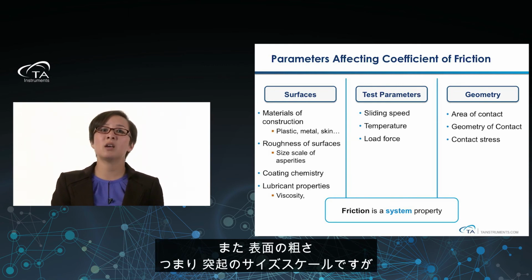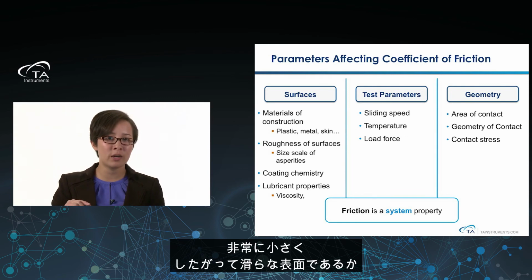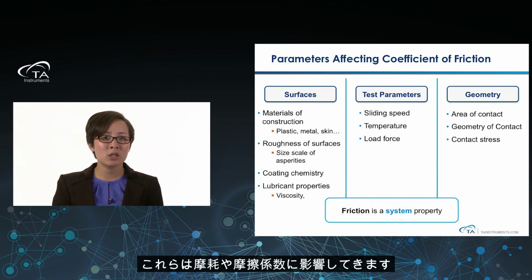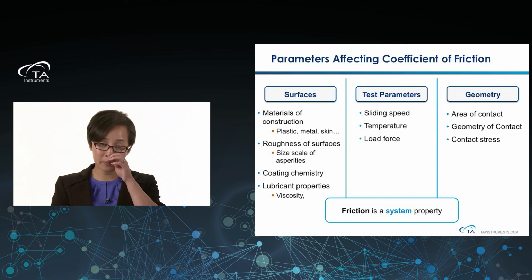Also, the roughness of the surfaces. So what's that size scale of the asperities? Are they really small? Do you have a relatively smooth surface? Or is this a surface that's actually quite rough? Because again, that's going to start playing a role in things like abrasion and the coefficient of friction.